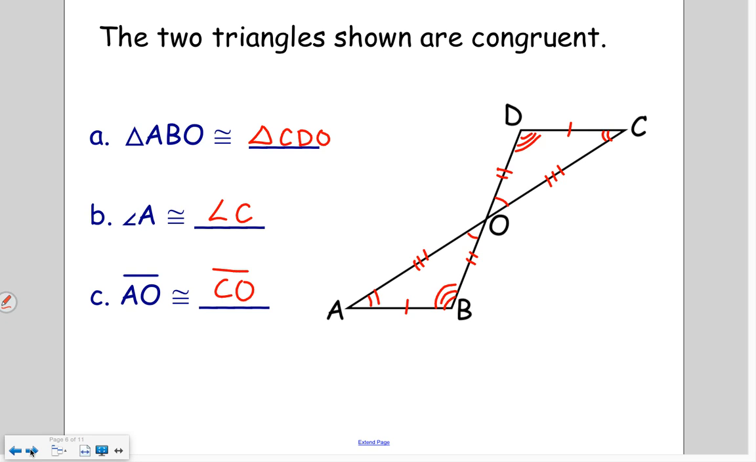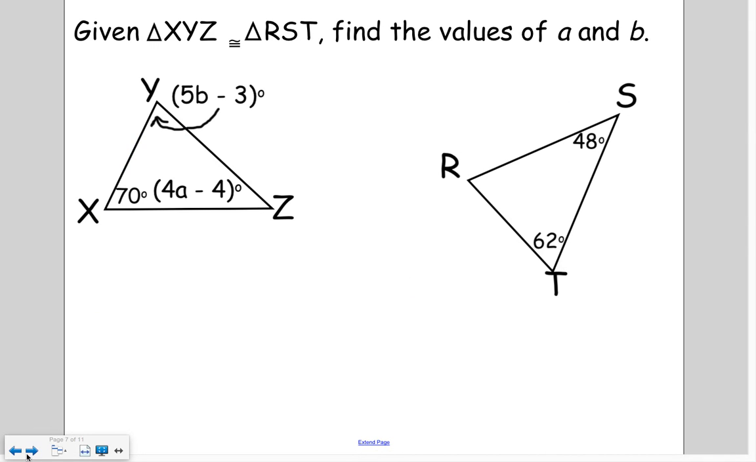Okay, now I'm going to be moving through this pretty quick. If you need to pause it and go back, please do so. All right, here we have triangle XYZ is congruent to triangle RST. And I apologize, this is supposed to be moved up. It's supposed to be a congruent symbol in the middle there. Here's what we're going to do. I'm going to identify the congruent parts in both of these triangles.